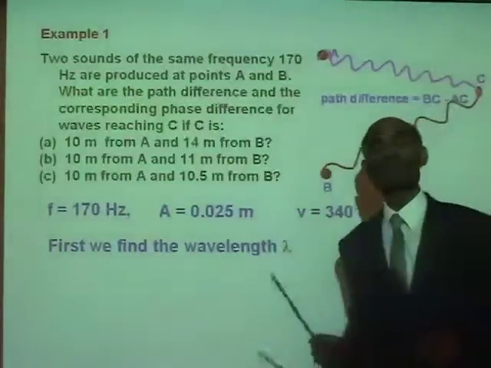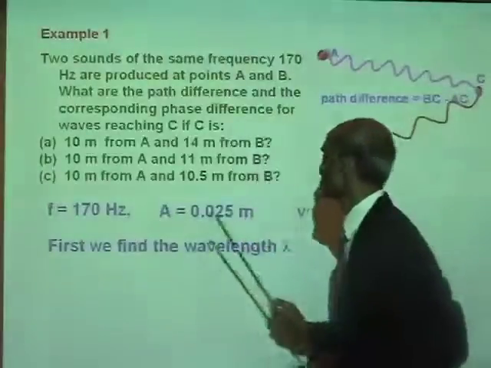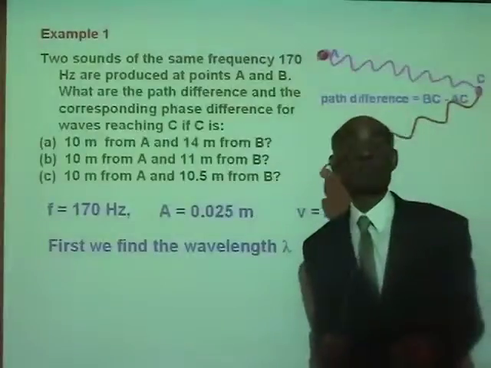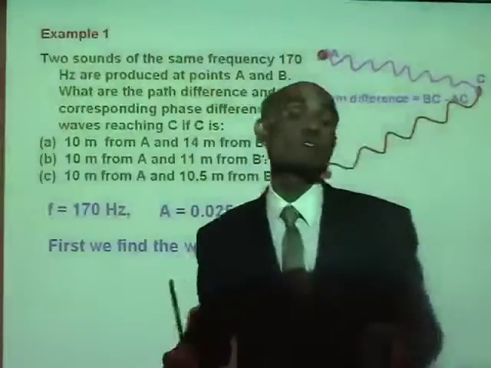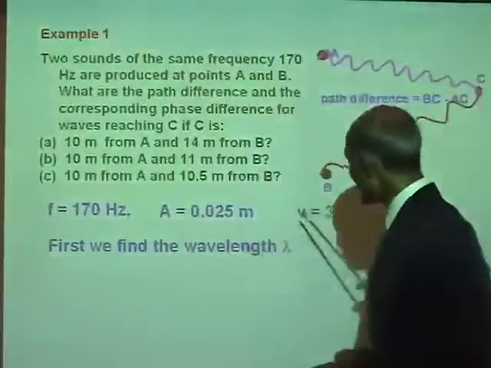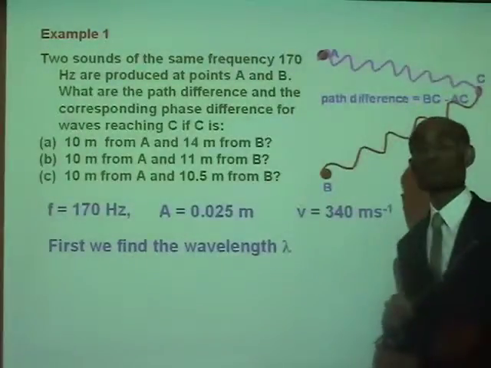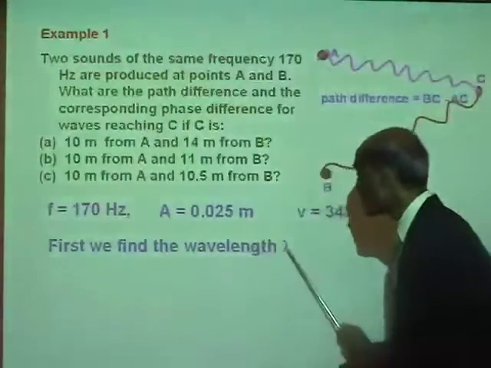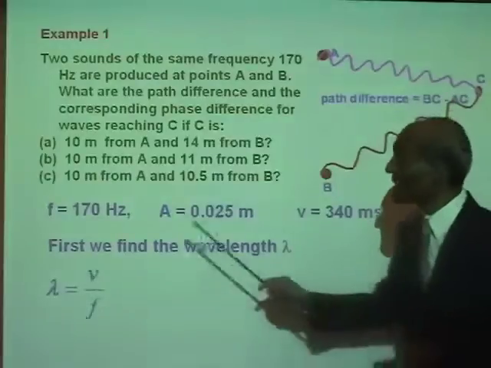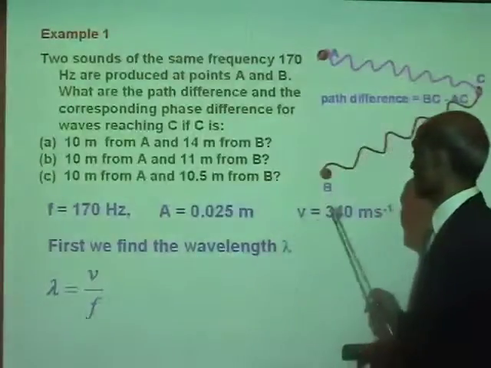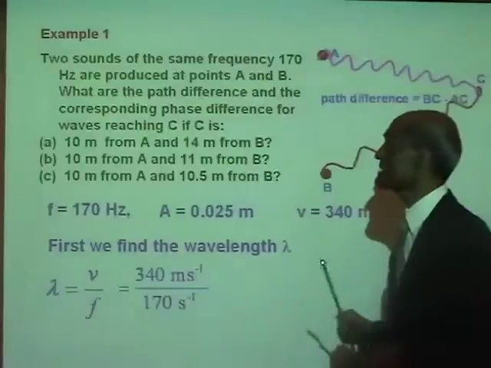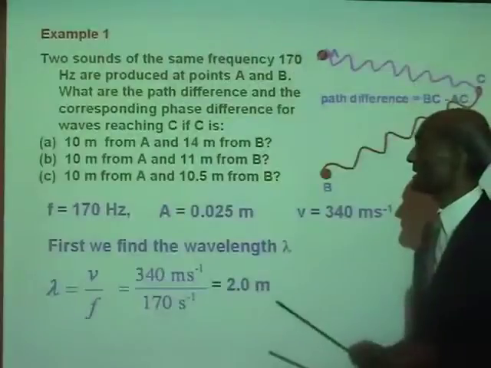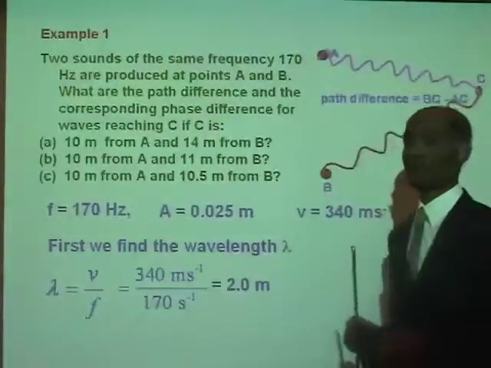Now, how do we find the wavelength lambda? If you know the frequency of the sound, we know the speed of sound. I haven't given it to you there, but I have told you, whenever you need the speed of sound at room temperature, use it as 340 meters per second. Tell me, if you know v and f, how do we find lambda? Lambda equals v over f, and that will be 340 meters per second divided by 170 Hertz, that is 2 meters. So lambda equals 2 meters.